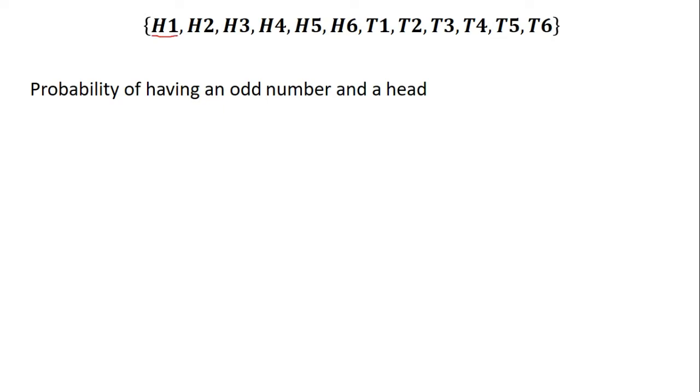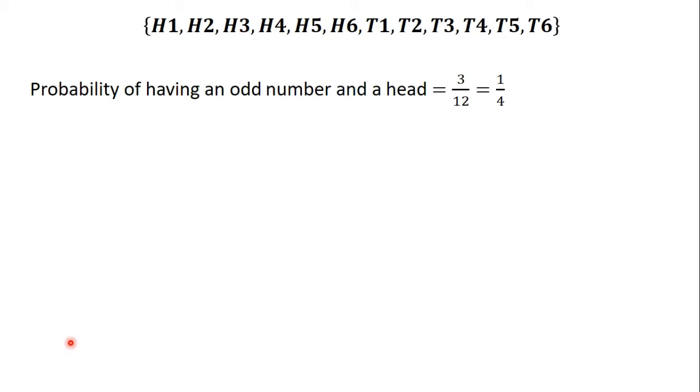So this is part. 3 is an odd number. It has a head here. 5 is also an odd number with a head. So we have 3 of them, H1, H3, and H5. In each of these cases, you can see that we have an odd number and a head. So it means that for this event, the total number of members are 3. Our sample space is 12. So the probability is 3 divided by 12, and this will give us 1 divided by 4.